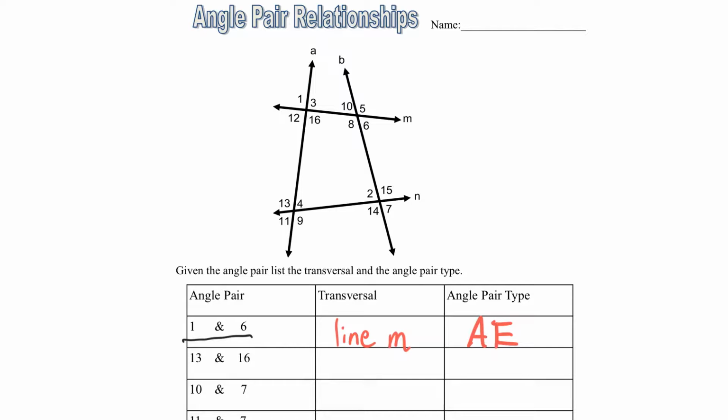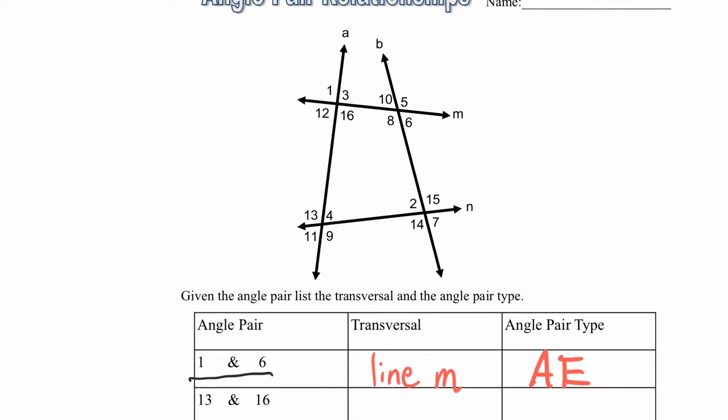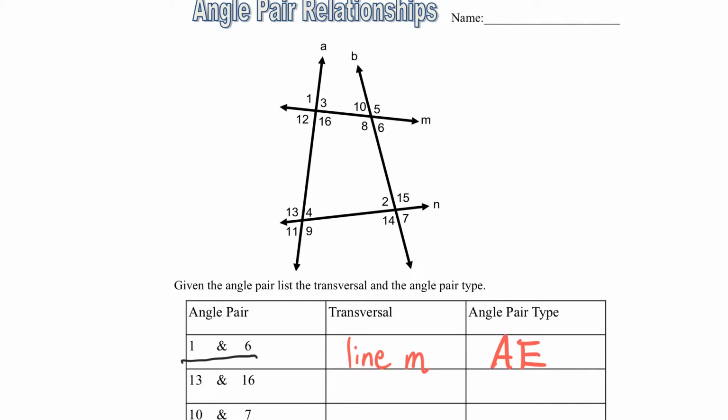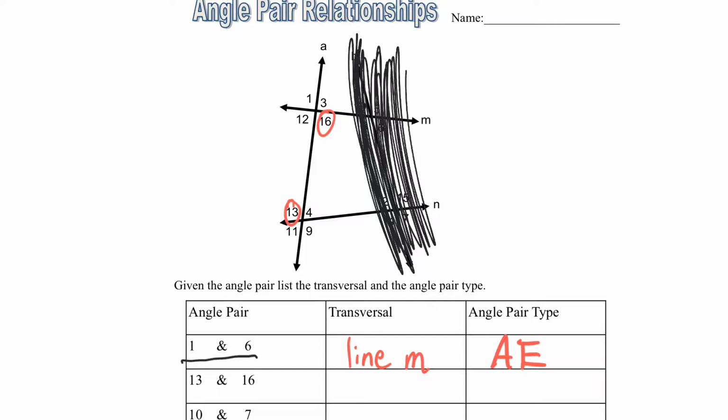Okay, next one is for 13 and 16. Again, don't circle these on your paper because it's going to turn into a mess unless you can erase it real easy. But 13 and 16 right here. Okay, these angles over here have nothing to do with 13 and 16. So what I'm going to do is mimic just putting a piece of paper over those where I can't see that. Okay?